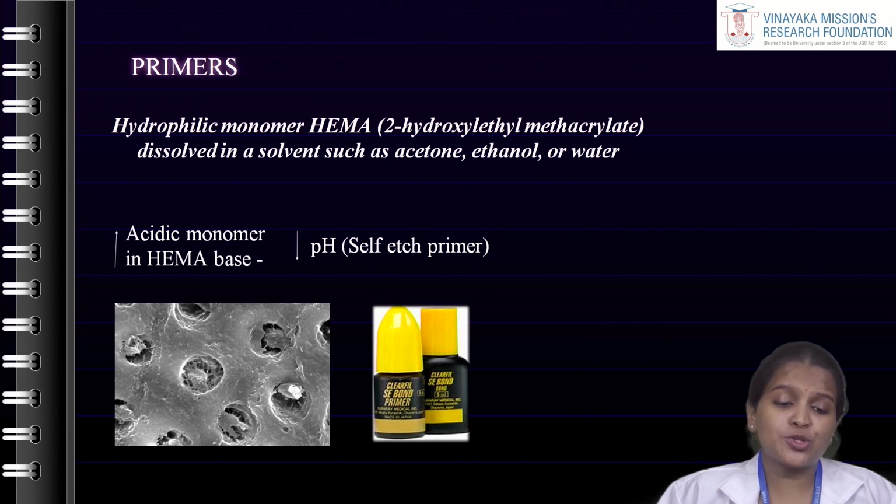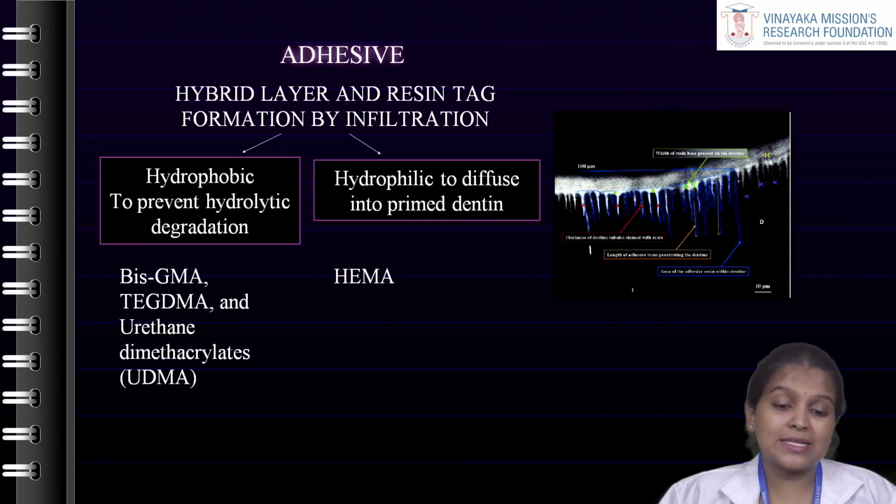The most commonly used primers are hydrophilic monomers because dentin is hydrophilic. The hydrophilic monomer most commonly used is HEMA, which is dissolved in solvents such as acetone, ethanol or water. In the case of self-etch primers, we have an acidic component within the primer. As the acidic content of the monomer in the HEMA base increases, the pH decreases. I am telling this because this decrease in pH has a significant effect on hybrid layer formation. And the third component is the adhesive.